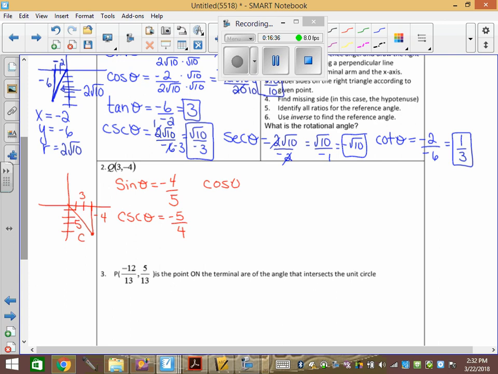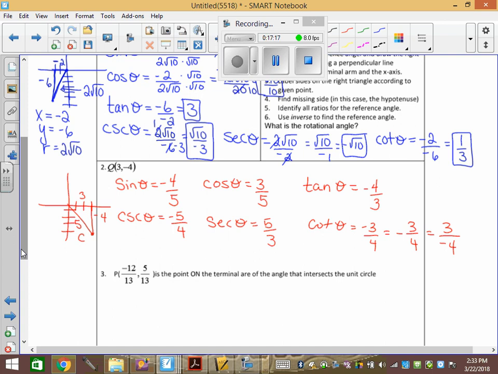Cos is x over r. So it's going to be 3 over 5. Secant is going to be 5 over 3. And then tan, your y over x, negative 4 over 3. And cotan theta is negative 3 over 4 or 3 over negative 4. Those are all the exact same answer. You type them into your calculator, you'd get negative 0.75. So they all give you the same answer. Okay?